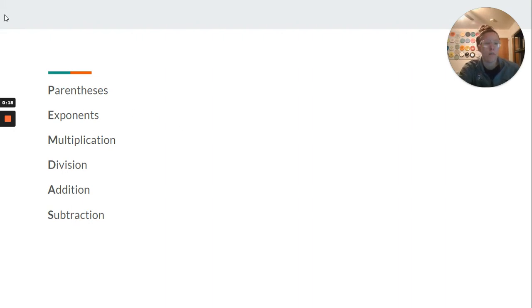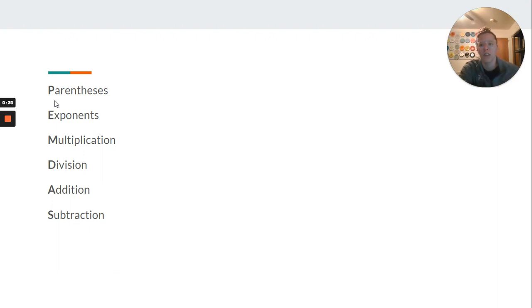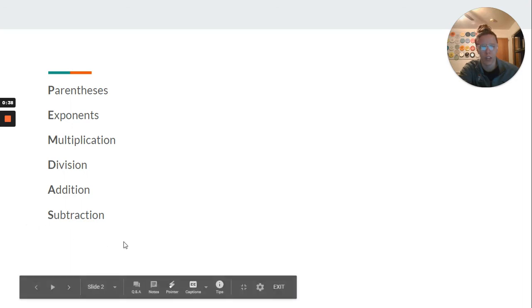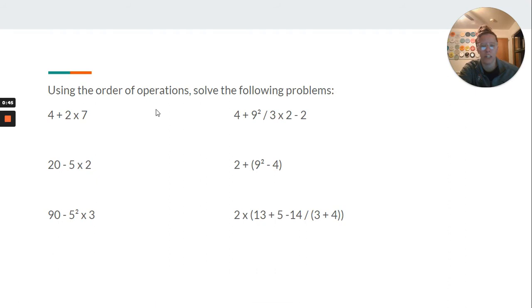So the easiest way to remember the order is by PEMDAS. Some people use please excuse my dear Aunt Sally. You can also just remember the word PEMDAS. So first you always do the parentheses, then we have exponents, multiplication, division, addition, subtraction. Okay? So basically using the order of operations, we're going to solve the following problems.